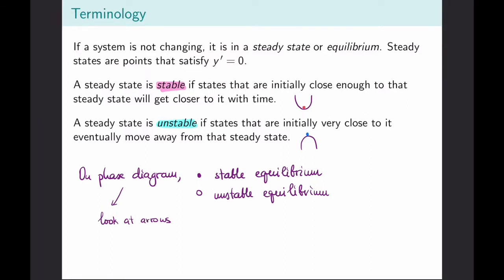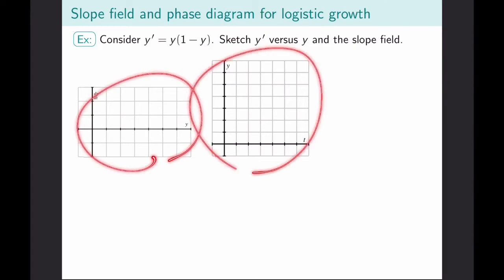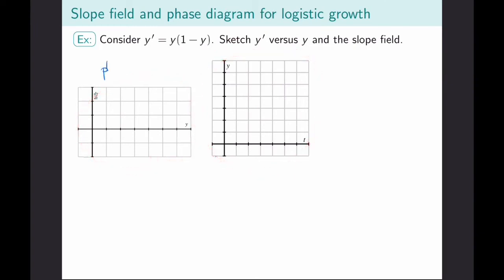Let's do another example where we draw both a phase diagram and a slope field with our new notation and with identifying the stability of the steady states. So in this case, we have y prime is y times (1 minus y). We're asked to sketch both a phase diagram and the slope field. Once again, please note that on the phase diagram, we have y versus the derivative of y, whereas on the slope field, in terms of the axes, we have time versus y itself.